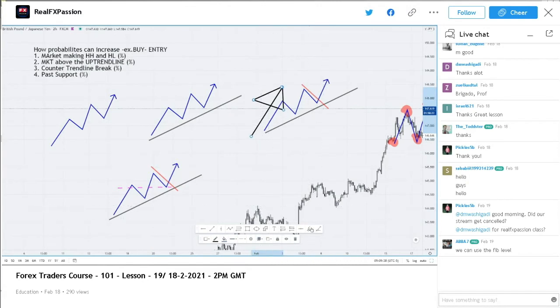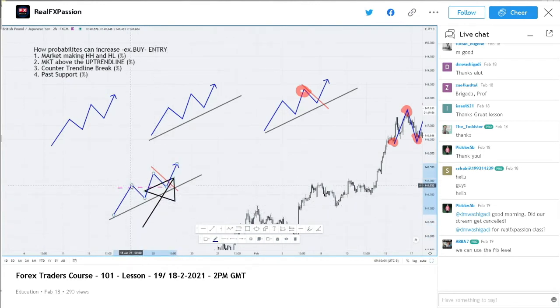So instead of me entering in here as a beginner and getting stressed, you know, oh, the market is going against me, why is this happening? Oh, I'm going to lose. Well, I'm going to use the counter trend line break, and I'm going to enter. Sometimes it's going to happen like this, sometimes it won't. But if this counter trend line break happens at some support, everybody, this is going to give me a greater chance.